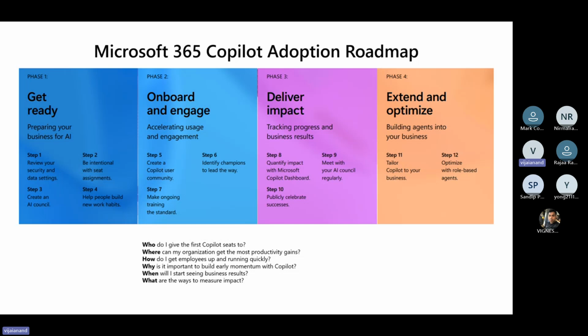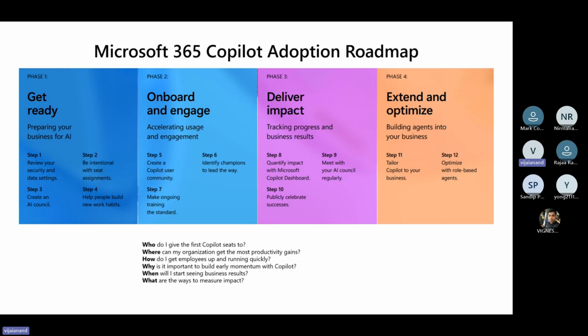So the next phase is Onboard and Engage, where it will help you to accelerate the usage and engagement. There are different steps involved here. The first one is a user community. So create a user community. You can make use of Teams, Viva Engage, or Microsoft Forms, different ways where users can go and learn things. Or share peer learning, where they can learn from others, or you can showcase what you have implemented with Copilot, like knowledge sharing sessions. There are various ways to do that so that they learn. So the user community plays an important role here.